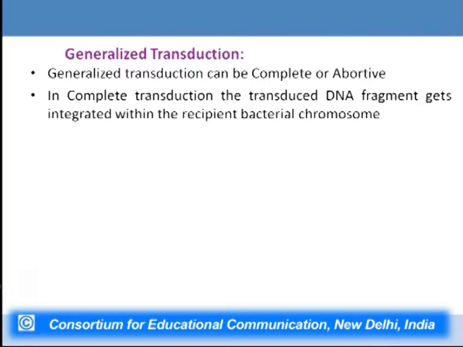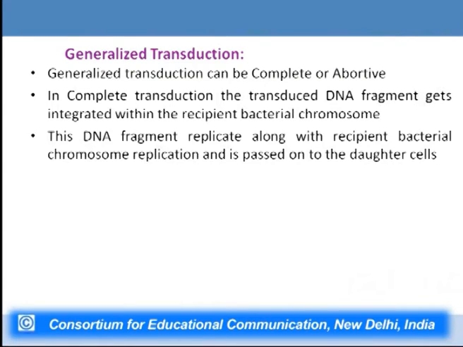As the name suggests, in complete transduction, the transduced DNA fragments get integrated within the recipient bacterial chromosome. So, transduction is complete only when the DNA which is injected into the bacterial cell is getting integrated into the chromosome of the host. This DNA fragment will get replicated along with the recipient bacterial chromosome and it is passed on to the daughter cells. That is, the integrated fragment within the host chromosome will be passed as such to the daughter cells generation after generation.